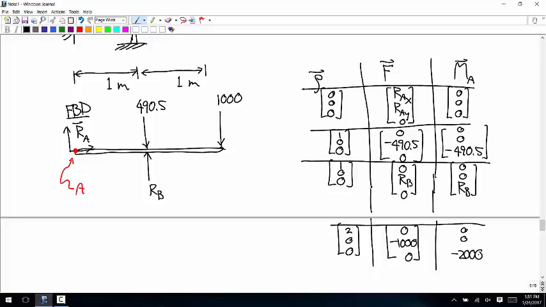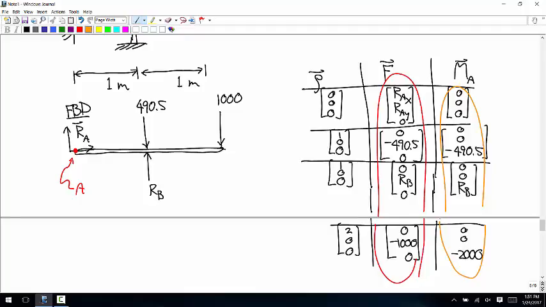And now I think I'll just stop there. But for Newton's second law, you just take all these, add them together, set them equal to 0. And for the moment equation, you add all those up, set them equal to 0. You'll have 3 equations for 3 unknowns, and you can solve it. Okay, that's all.